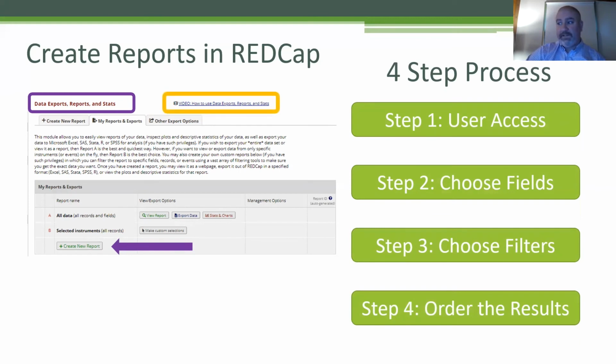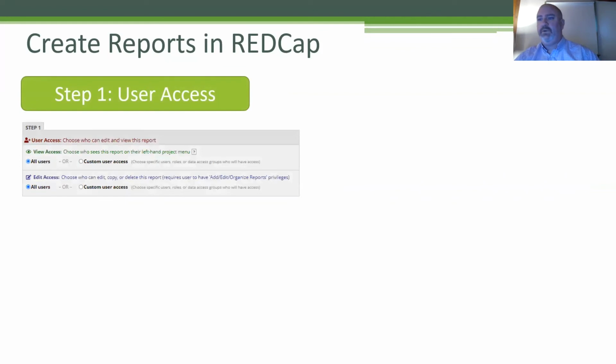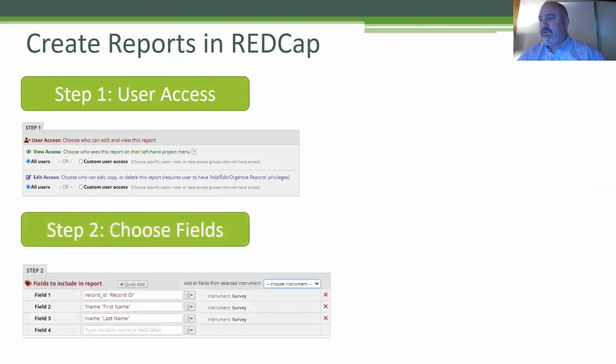There's also a link here to a nice 5-minute video on how to use the data exports, reports, and stats. And this and other videos like it within REDCap are always very helpful. So we're going to go through each of these steps one at a time. For step 1, there are 2 types of user access, view access and edit access, who can view or edit the reports.